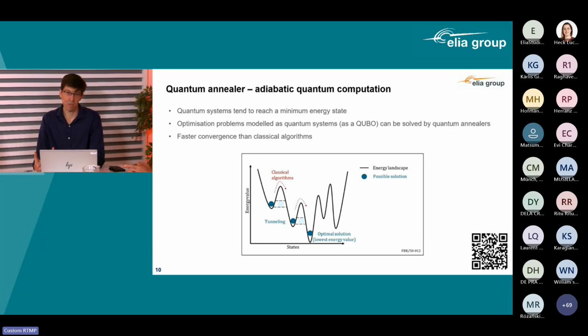It's using what is called in mathematics a QUBO formulation, for quadratic unconstrained binary optimization. My colleagues will go more into detail into that. And the advantage of these quantum annealers is that, in theory, they should converge faster than classical algorithms, and they should also find the global optimum. While if you work with classical algorithms, they might converge to a smaller or local optimum.